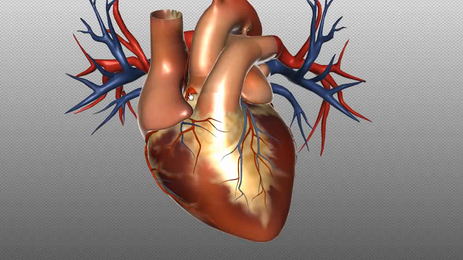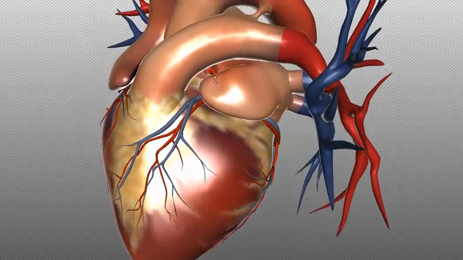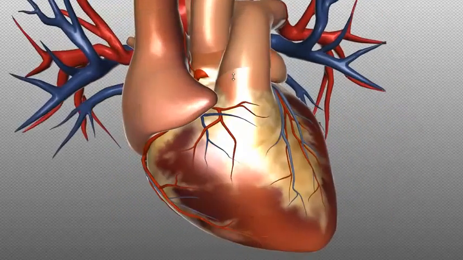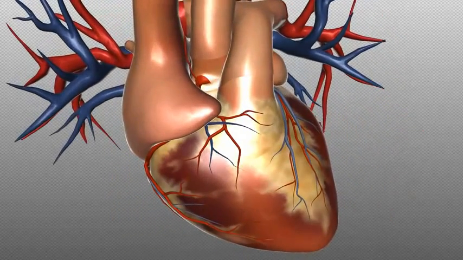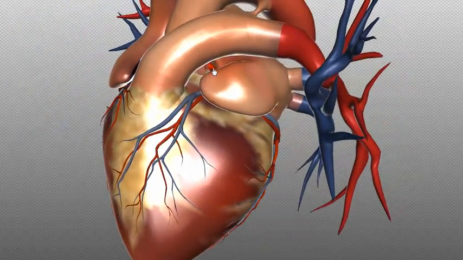So here you can see the right branch coming from the base of the aorta, and the left branch, which is slightly hidden under the pulmonary trunk. So you've got the left coronary artery coming from the base of the aorta. So the right aortic sinus gives rise to the right coronary artery, and the left aortic sinus gives rise to the left coronary artery.